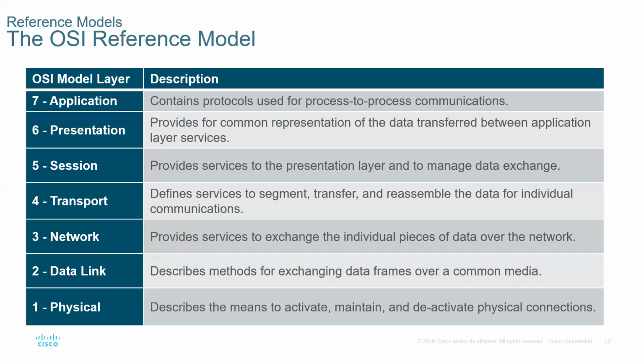The network layer provides services to exchange the individual pieces of data over the network. To me, that is where IP addressing happens. Who is the sender and who is the receiver is done in the network layer. Which path am I going to take? The network layer chooses the best path to the destination network.